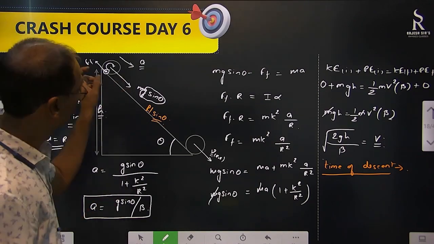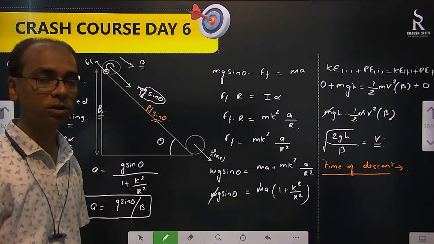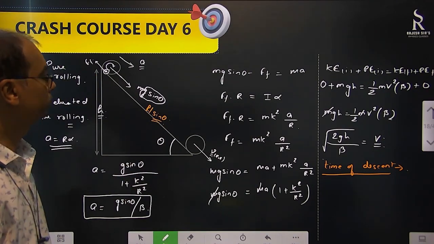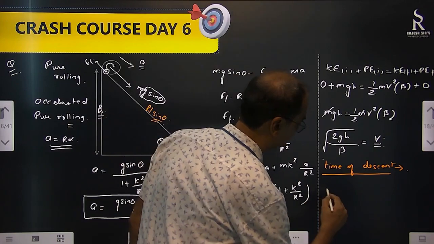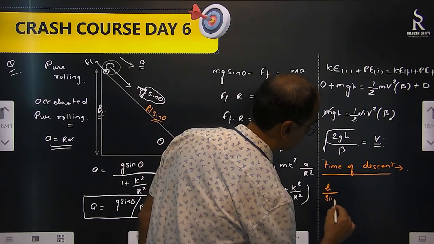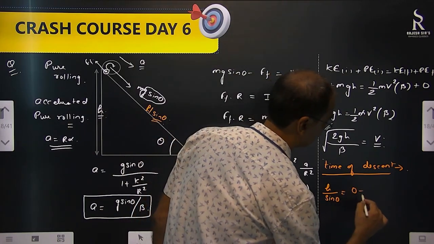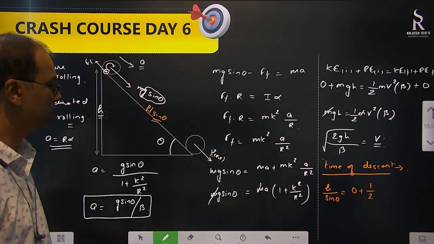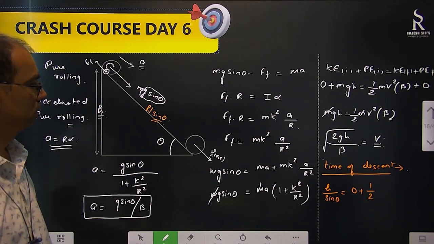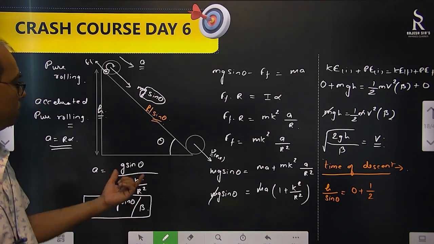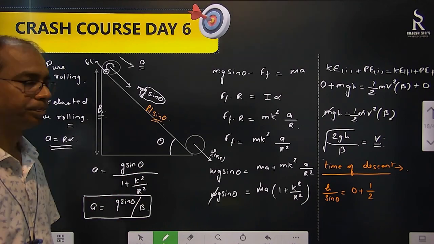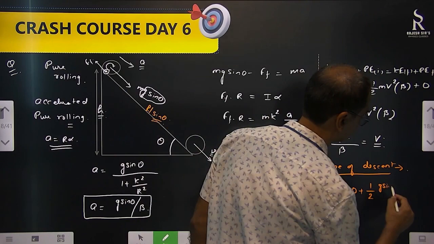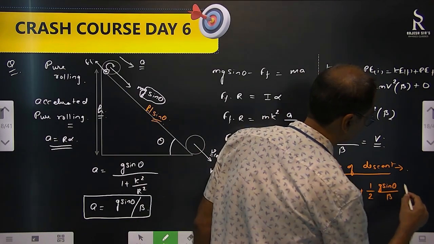Acceleration I know, distance I know, so I can use the equation of kinematics: s equals ut plus half a t square. So h by sin theta equals initial velocity 0 plus half a. Do I have acceleration? Yes, acceleration is here: g sin theta by beta. So half g sin theta by beta into t square.